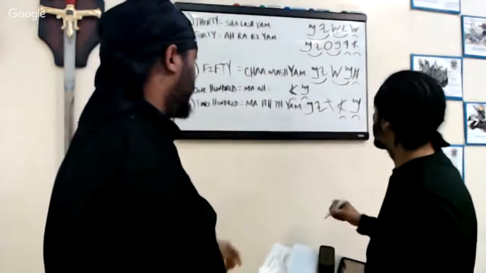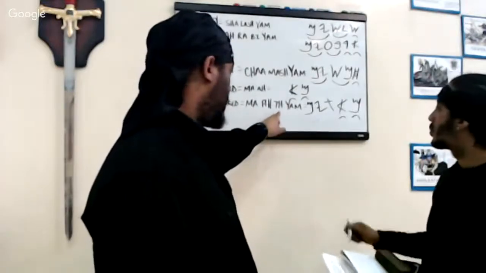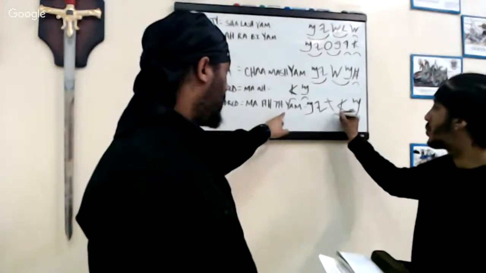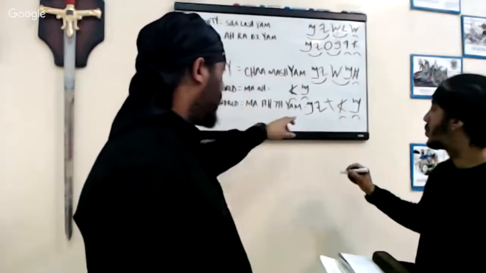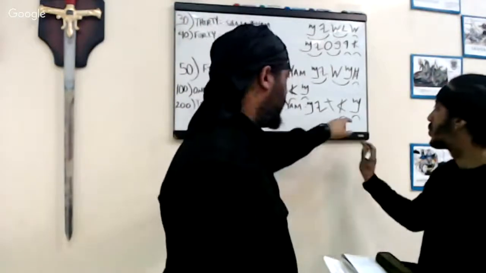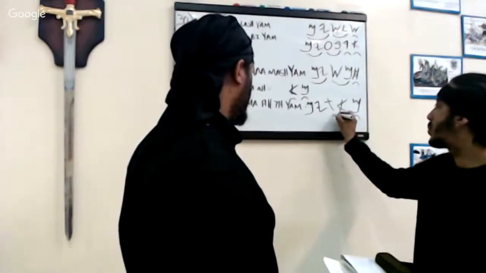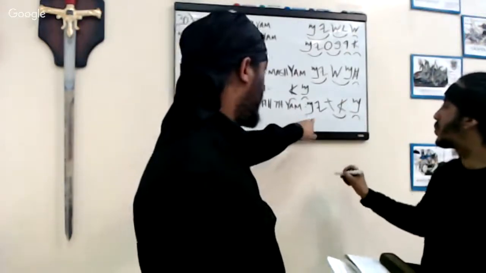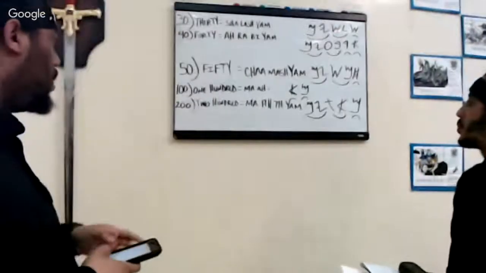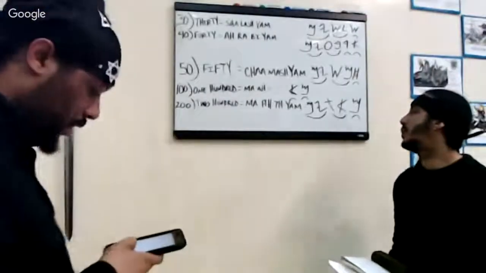Right. Now we want to connect it. Tha. Connect the Ya and the Ma. Excellent. Okay, so 200 is what? Ma'af Yam.